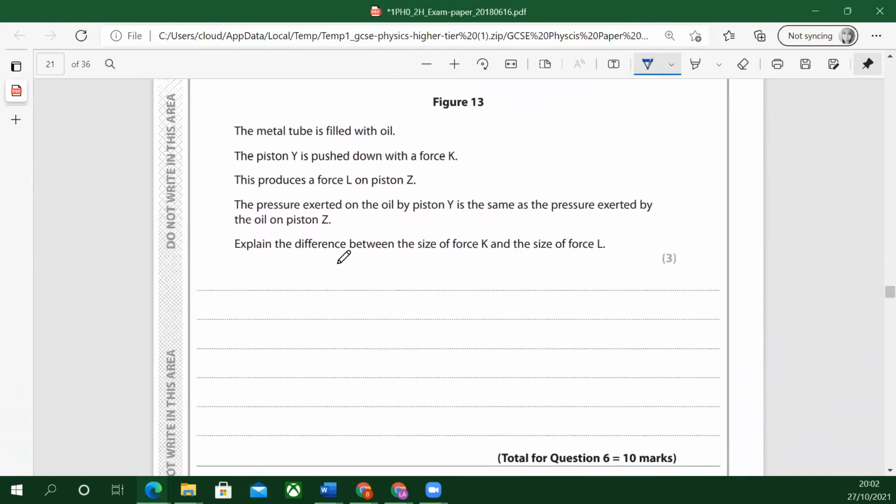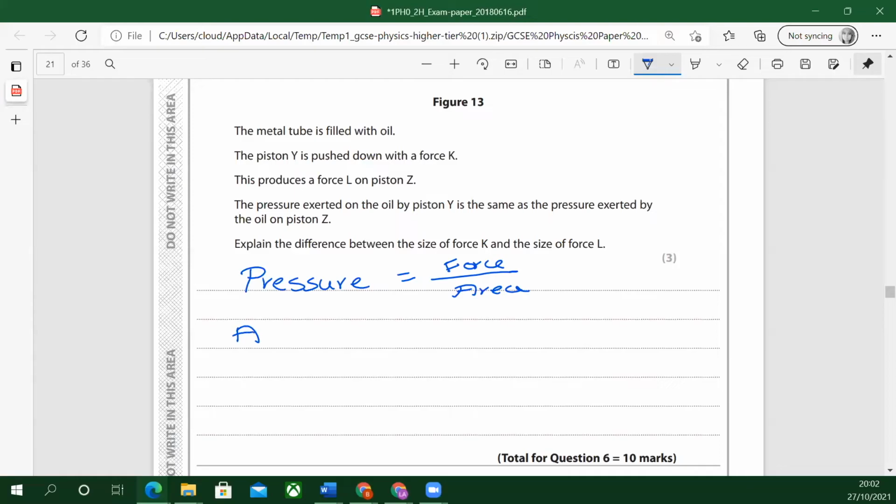Let's write this down, because it's quite difficult to explain this by talking. Pressure equals force over area. It's easier to write this down. Pressure equals force over area.